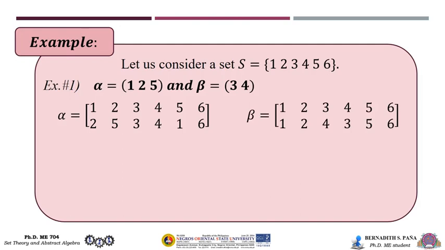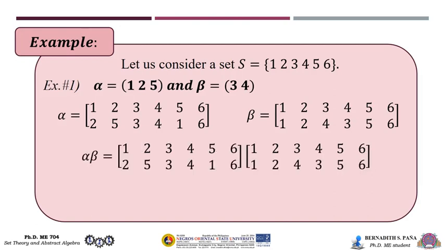For beta, we have here the same with alpha, 1 through 6, and from the given, 1 and 2 map themselves, 3 maps to 4, and then 4 maps back to 3, 5 and 6 map themselves. Therefore, alpha beta is equal to the following. We have here the two array form. Take note that in multiplying cycles, we start from right to left.